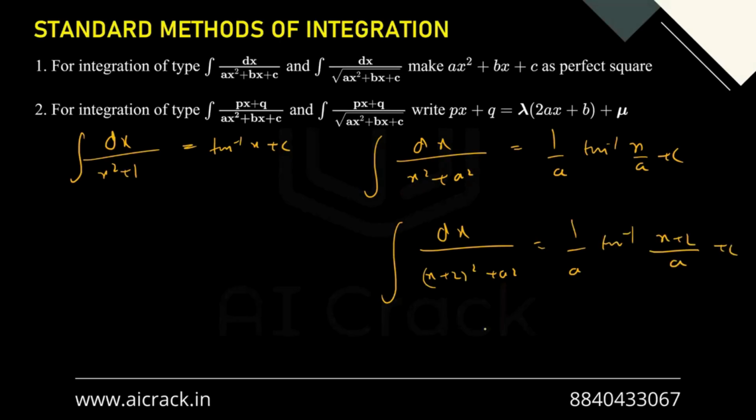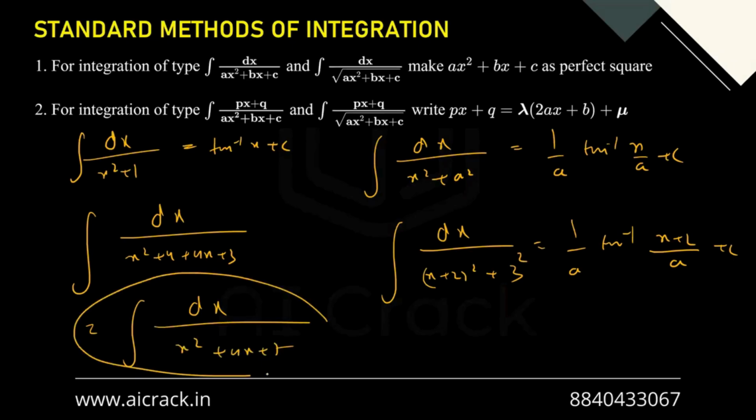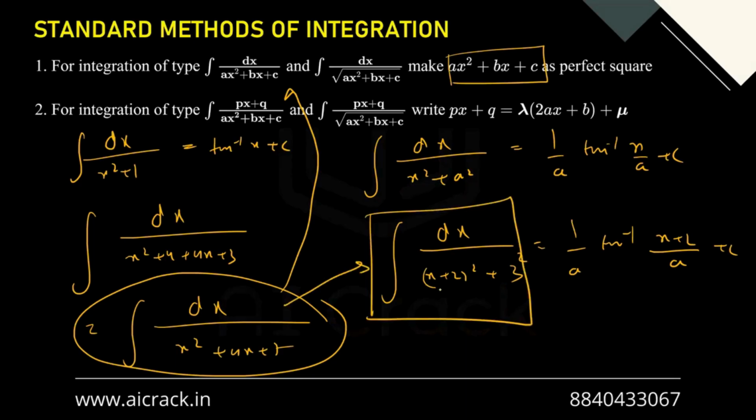Now if I open up this one, let's say a value is 3 over here, so a square is 3 square, right? So this integral becomes dx upon x square plus 4 plus 4x plus 3, which basically becomes dx upon x square plus 4x plus 7. Now I can see that this format is the same as this format. That's why they're saying you have to make a perfect square, so that we can write this into the kind of (x plus 2) whole square or (x plus k) whole square plus a square, so that we can write down our tan inverse formula, right?